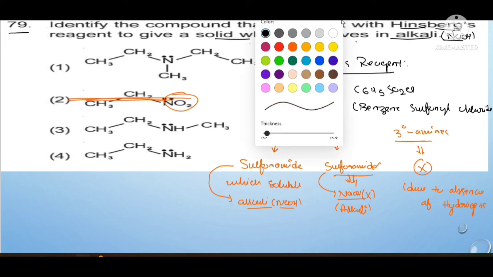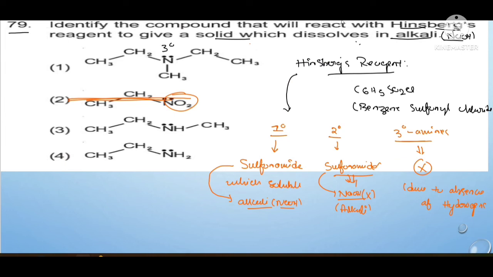Now let us verify each option. Let us categorize the options into primary, secondary, and tertiary amines. First option is a tertiary amine. Second and third options are secondary amines. This is a primary amine. We clearly discussed that Hinsberg reagent does not react with tertiary amines.